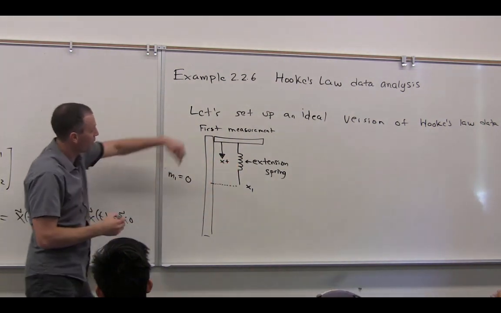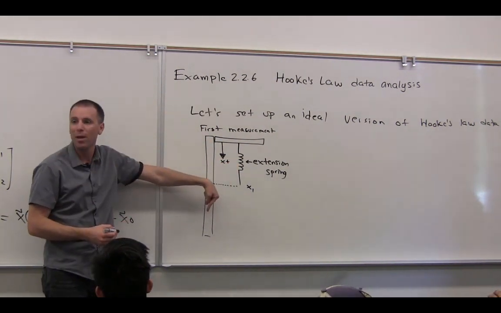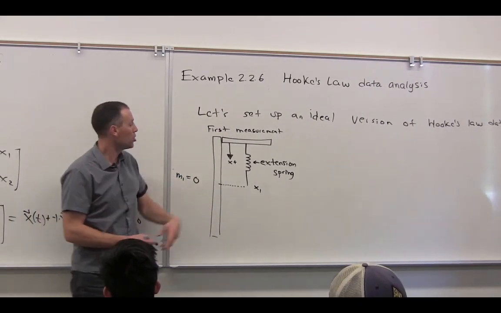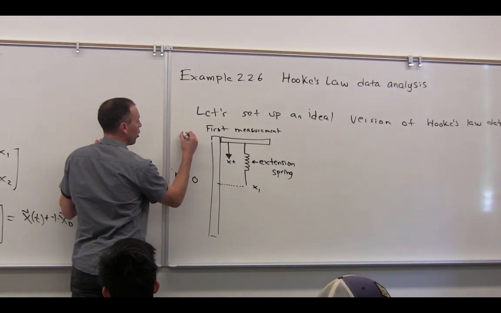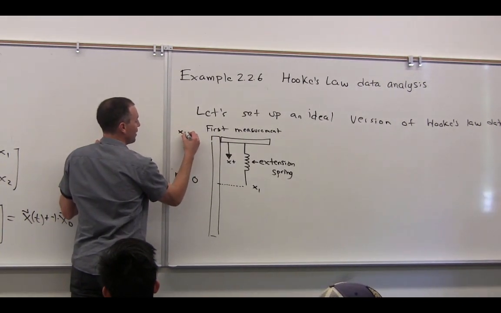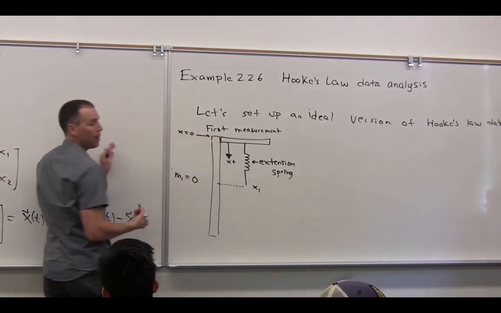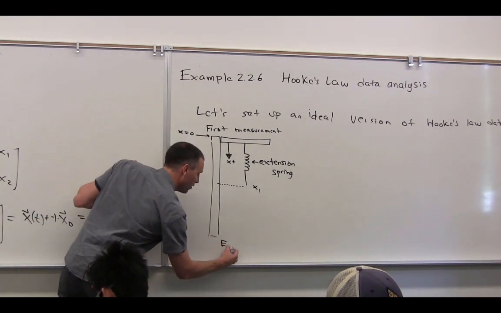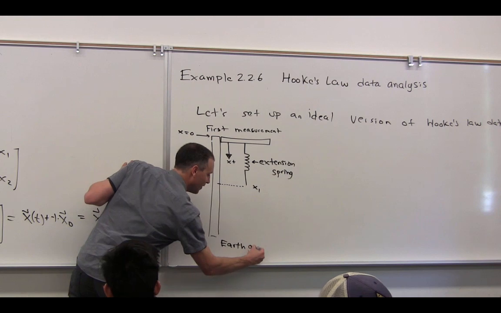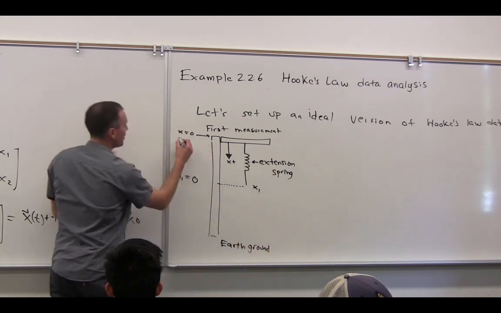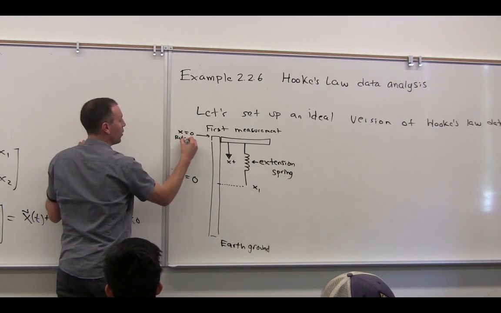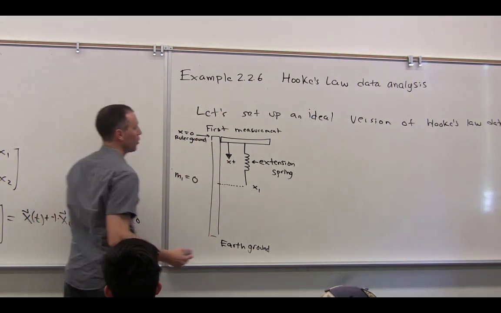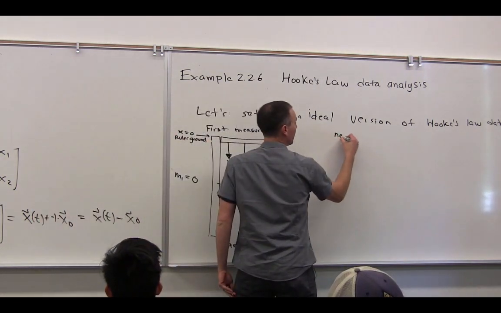I'm going to impose that positive positions mark in the downward direction. So my 0 position, I might call this x equals 0 position, right up there. Right? And then earth ground is down here, but this is what we call ruler ground. Right? And so you know that that's going there. What was the next measurement?